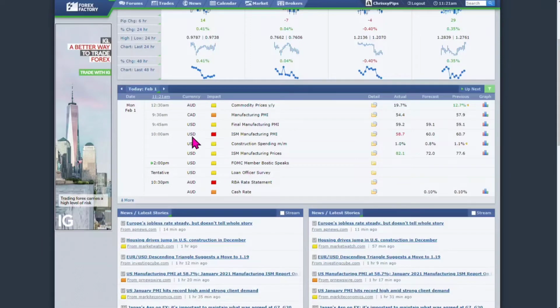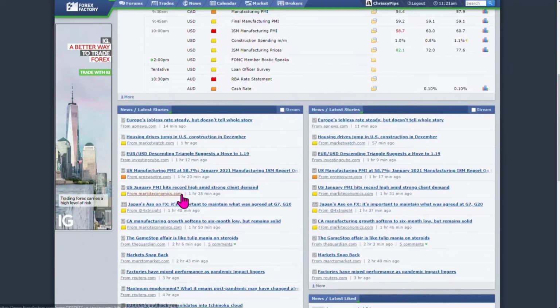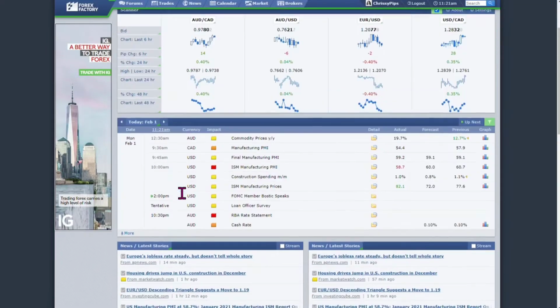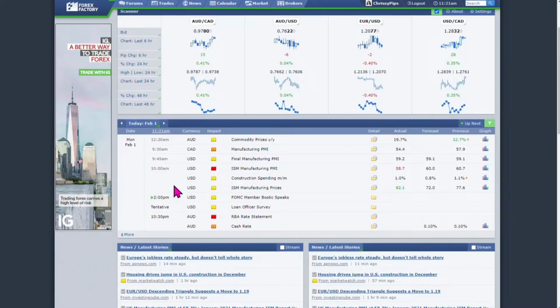As far as news goes, we did have one red folder at 10 a.m. So I did want to wait on that to pass before getting out this video. And we don't really have any other really crazy news until 10:30 tonight. But with today's trade, I don't think it's actually going to activate until sometime tomorrow. But that gives us our overall information. So Forex Factory is done. Let's take a look at the chart.